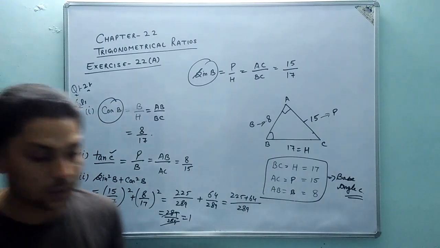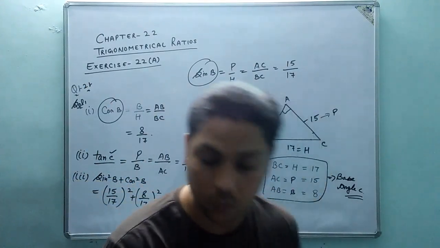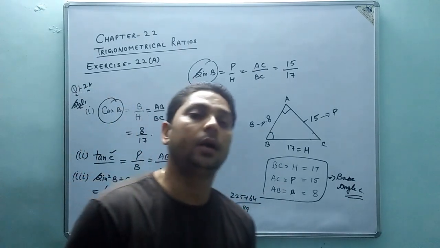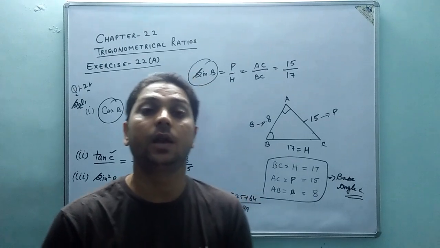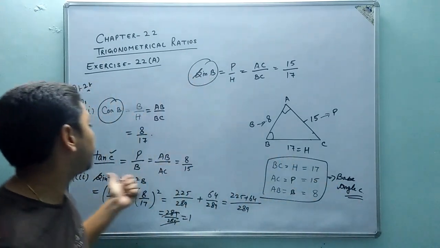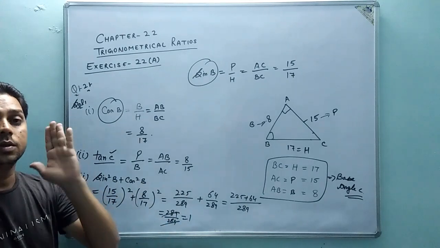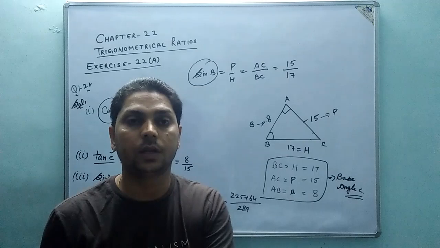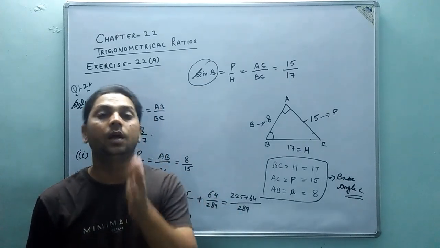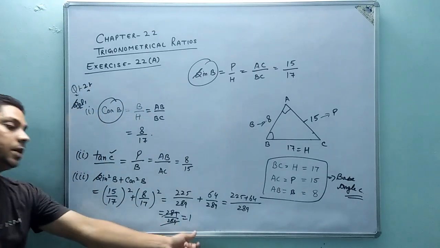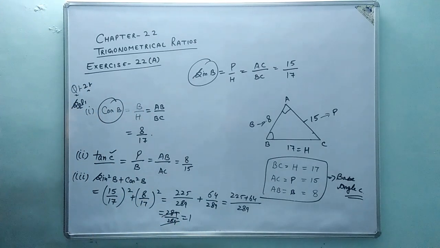So sine square B plus cos square B is equal to 1. This is also an important identity. Sine square A plus cos square A is always equal to 1. This answer should be 1 because it is a trigonometrical identity that sine square theta plus cos square theta, or sine square A plus cos square A, must be equal to 1. So our answer is 1, and we have done it correctly.